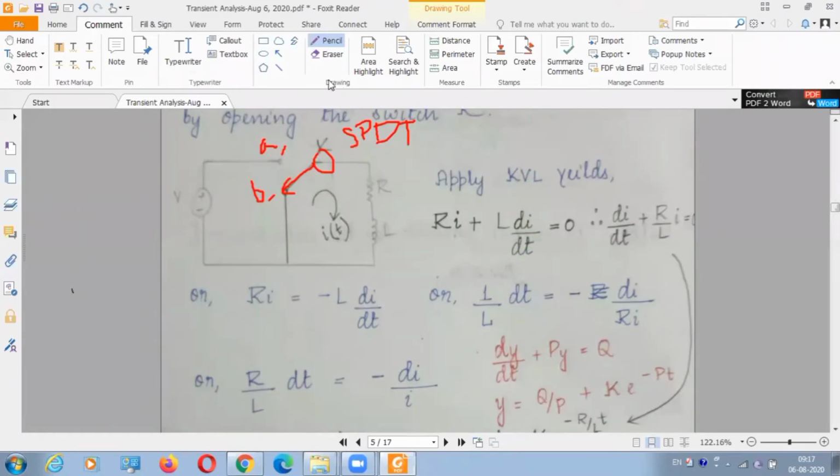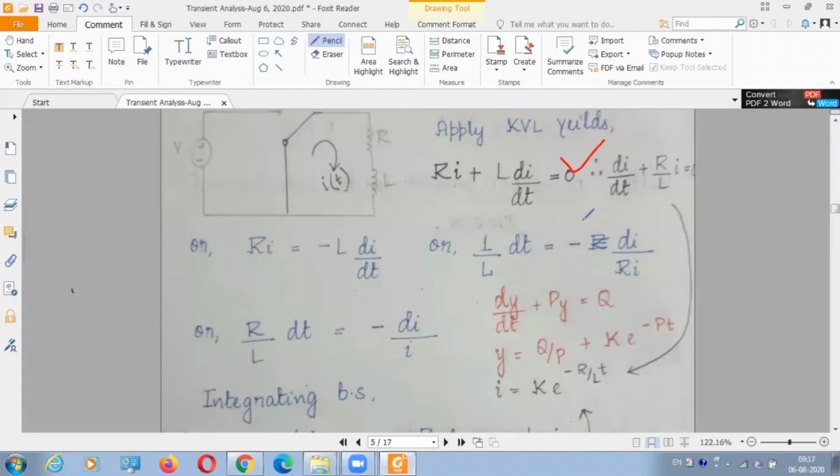Now again we have to apply KVL in the circuit and get the equation. Now you can write KVL over here directly. Previously what was included in the circuit? V. Now what is included instead of V? It is shorted. That means ground, 0. So on the right hand side, instead of writing V, you will write 0. I'll not go by that long procedure of integration. I have shown the integration method, you can go by that. A very small method is there also.